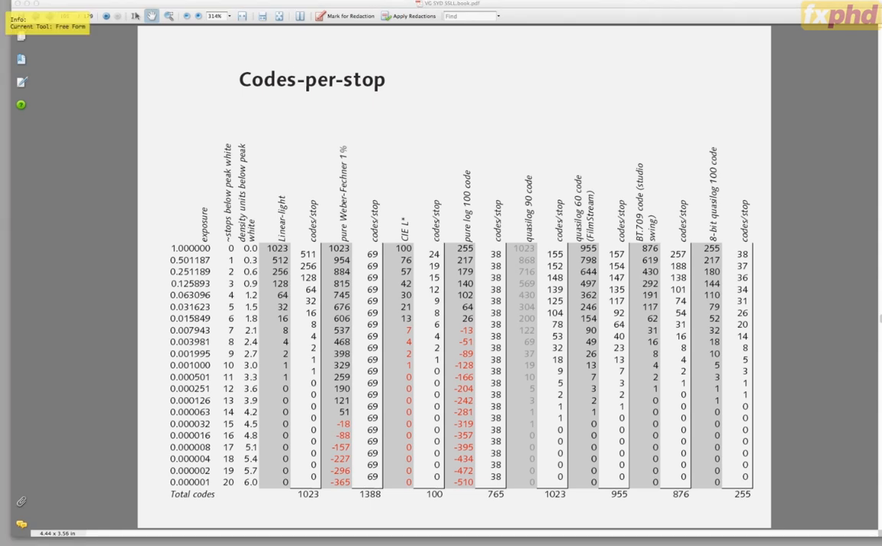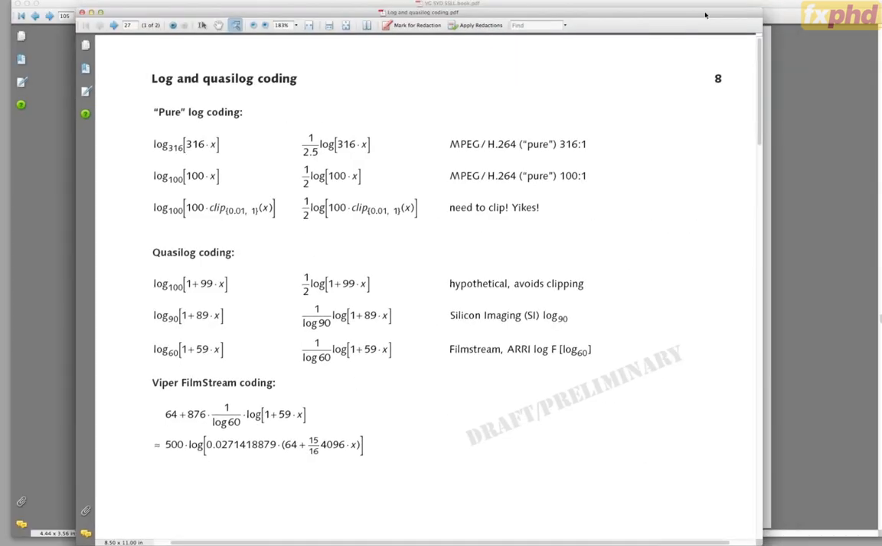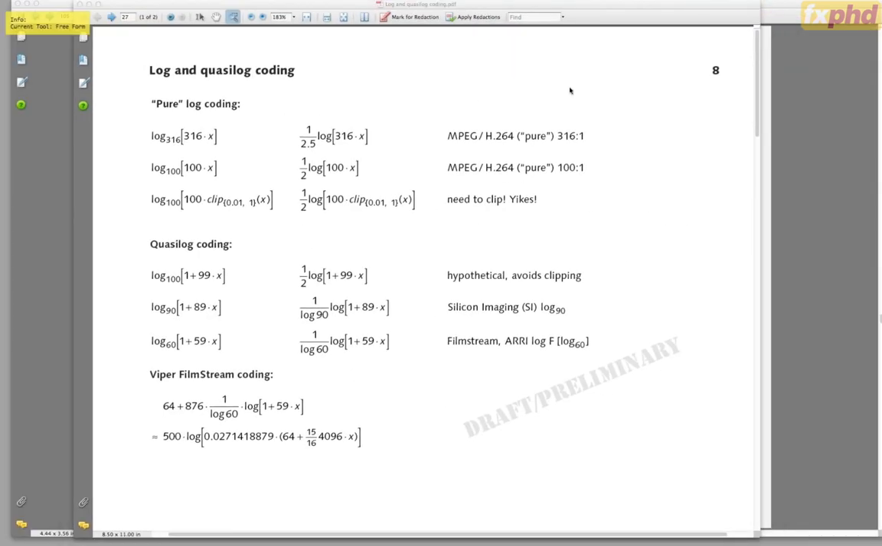So now let's go over this diagram. Actually, I'm going to use as my starting point a set of formulas. And as I say, I'll give you the handout that gives you this information so you don't have to scroll that down. Basically, the examples that I've shown you so far have been pure log coding. Here on the left-hand side of these equations, I'm giving you my mathematical form, log to base 316 or log to base 100.